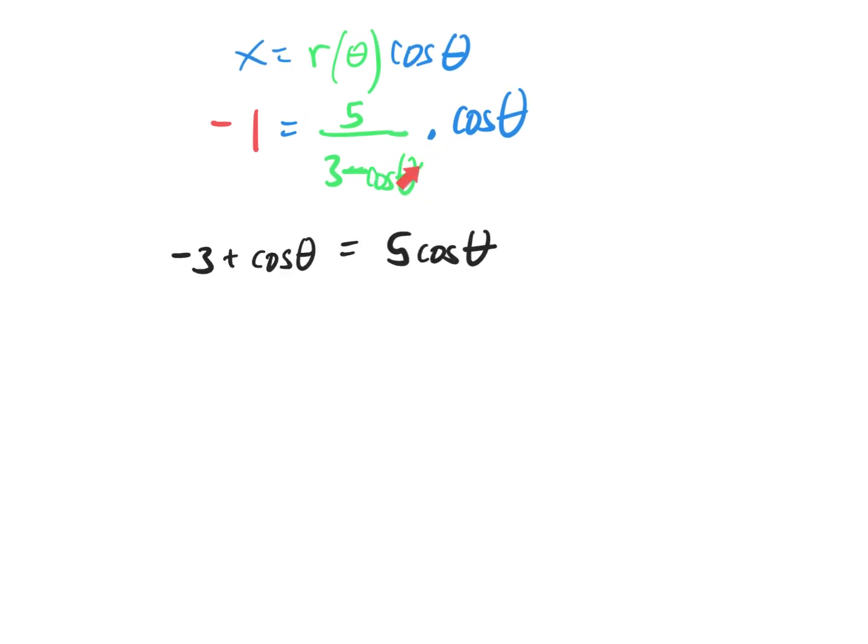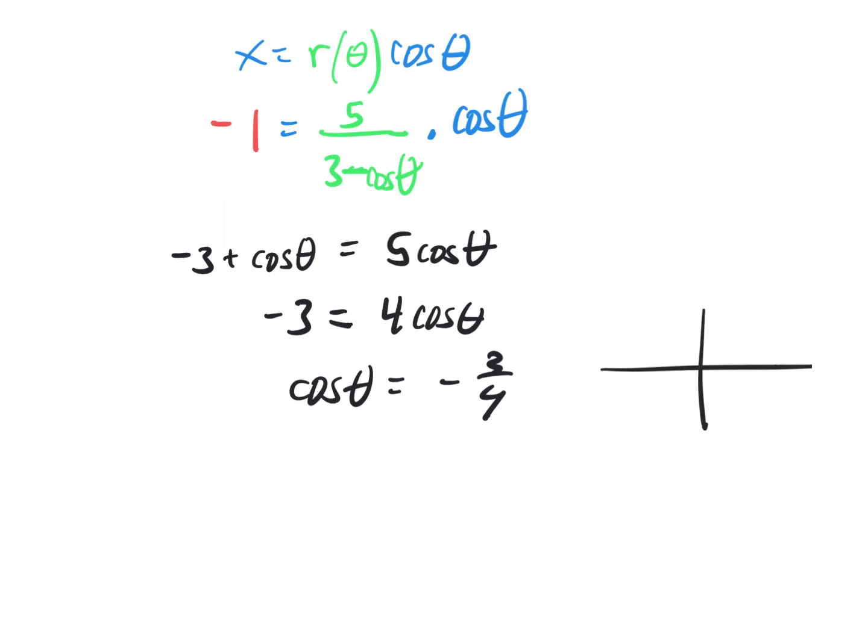First, multiply both sides by the denominator, and you'll have the left side times the denominator, and the right side times the denominator, leaving us with this. We'll subtract cosine of theta from both sides. 5 cosine of theta minus cosine of theta is 4 cosine of theta. So cosine of theta is -3/4.